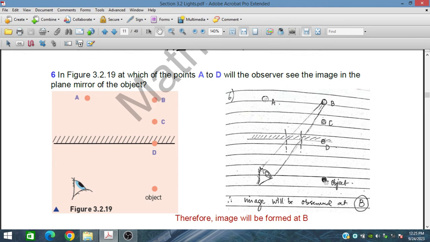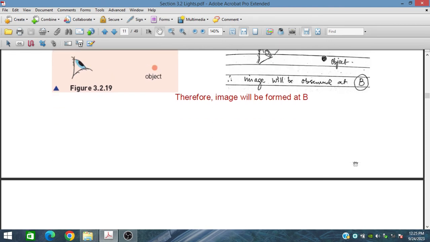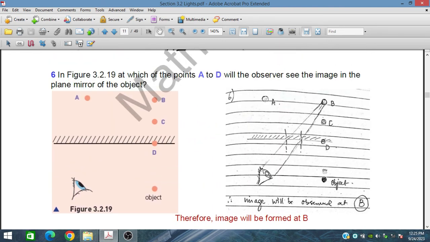Here, if the object is here, the distance of that object from this plane mirror and the distance of the image will be the same, and the angle will be the same like this. So the image will be formed at point B. The image of this object will be observed at B.